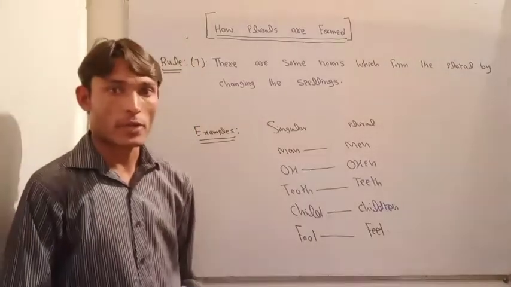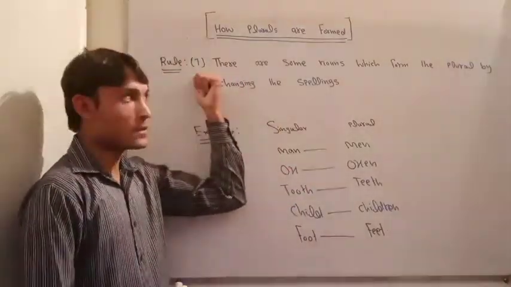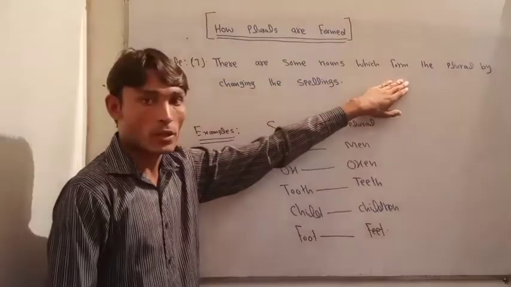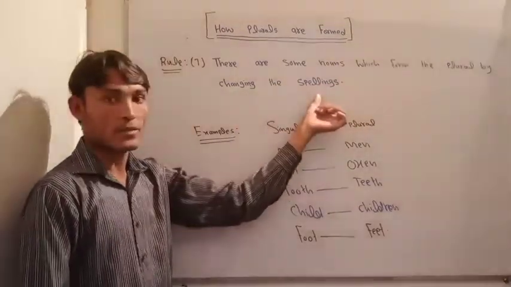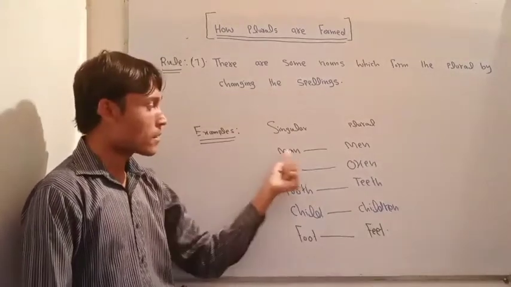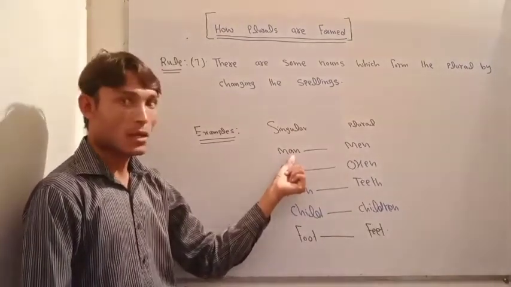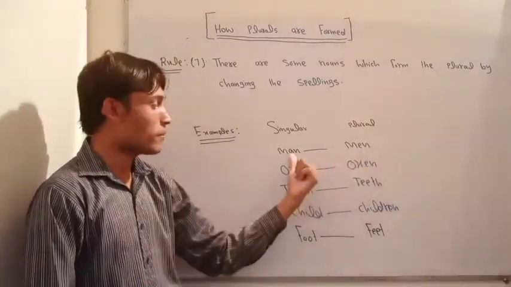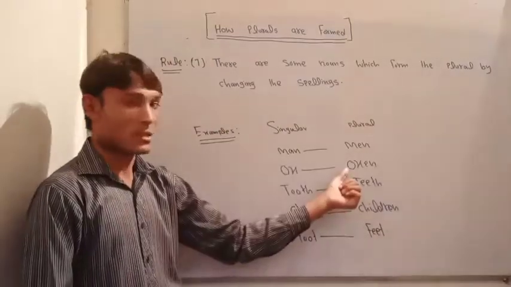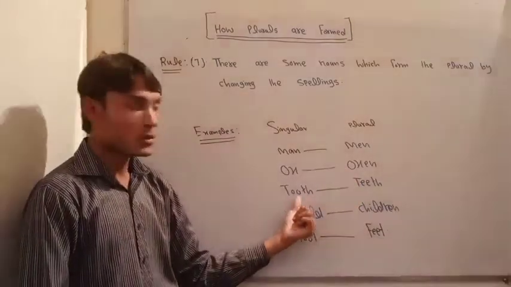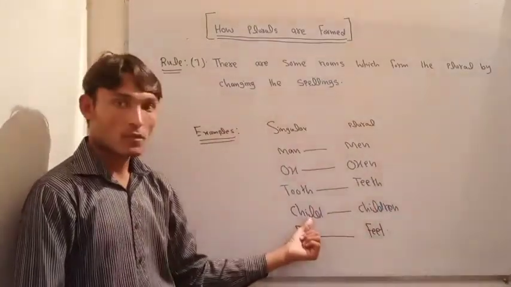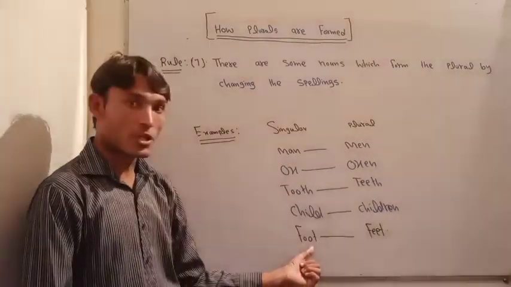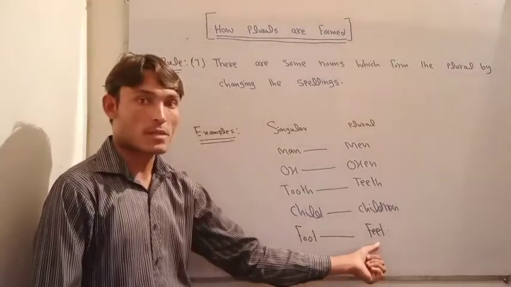So now in this video I would like to discuss rule number 7. The rule number 7 is there are some nouns which form the plural by changing the spellings. Examples are man. Here we have a and we change it to e. Man, men. Men is the plural of man. Ox, oxen. Next we have tooth, teeth. Next we have child, children. Foot, so we change foot to feet, etc.